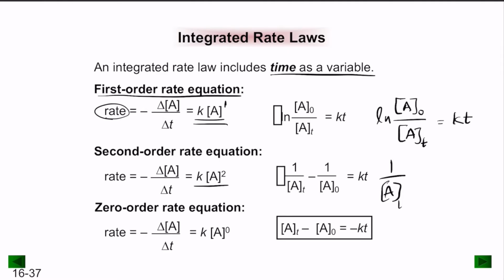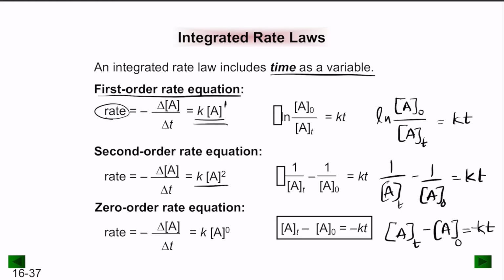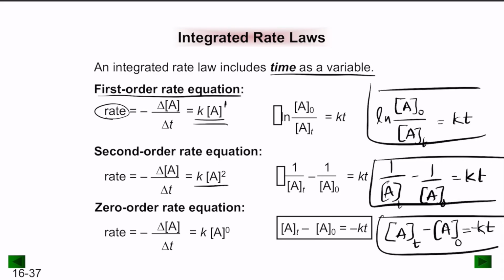Now for the second order, it's k A squared, which can be written as 1 by the concentration of A at time t minus 1 by the initial concentration is equal to kt. And finally, for a zero order reaction, it is going to be the concentration at time t minus the initial concentration of A equals minus kt. So these are the three equations that we're going to use to determine the concentration at time t.